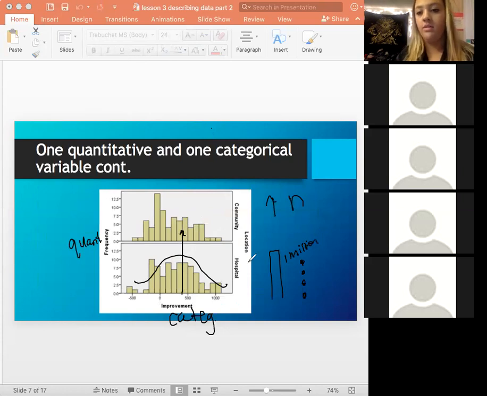And let me also label location, categorical. Improvement, I apologize, is also quantitative, but you're comparing, so this is quantitative and this is categorical. There we go. Because frequency is always going to be there, because you're always showing the frequency.